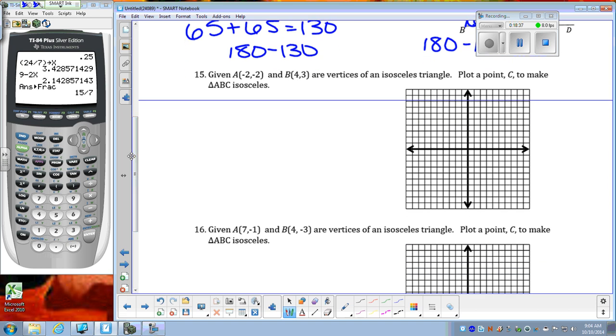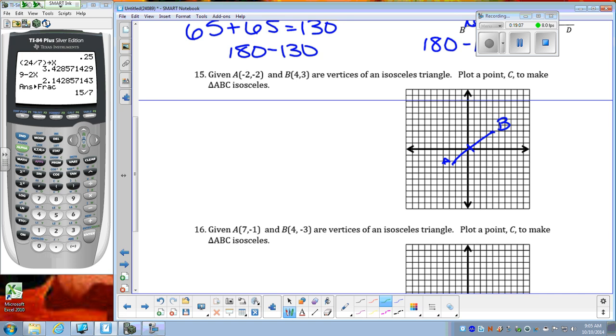15, you have 4 different answers for 15. I'm going to plot my points. -2, -2. There's A. B is 4, 3. Okay, so I know here's one of my sides. I'm going to make that be one of my congruent pieces. And then for the first, I'm going to use A as my vertex angle. If I make A my vertex, then I know I need the distance from A to B to be the same thing as A to C.